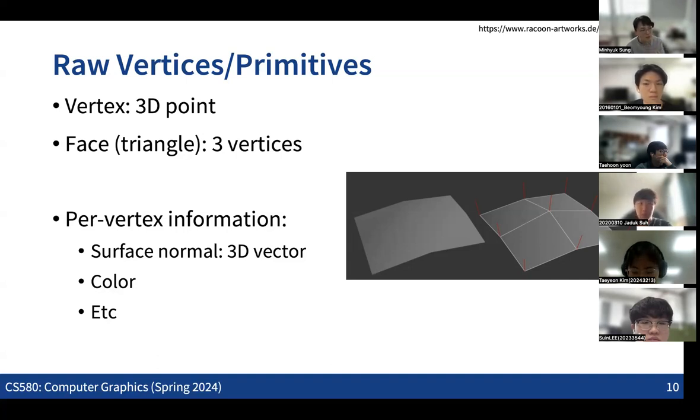And for each vertex, we're going to have some extra information, which can be the surface normal, some color information, texture coordinates, or many other things. So let's think about this as the geometry information we have.